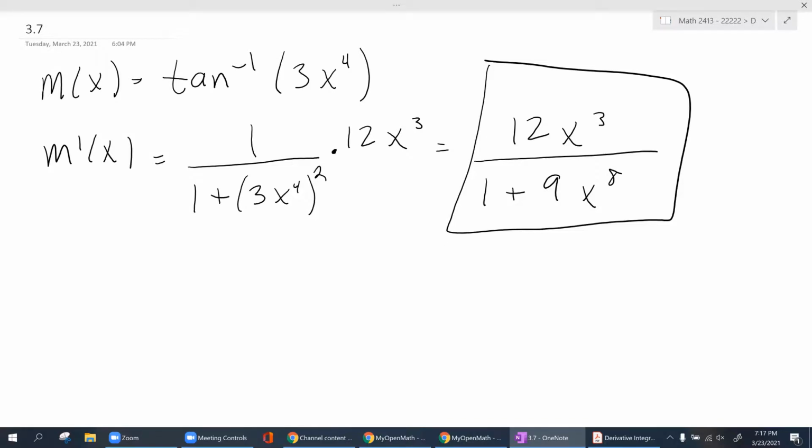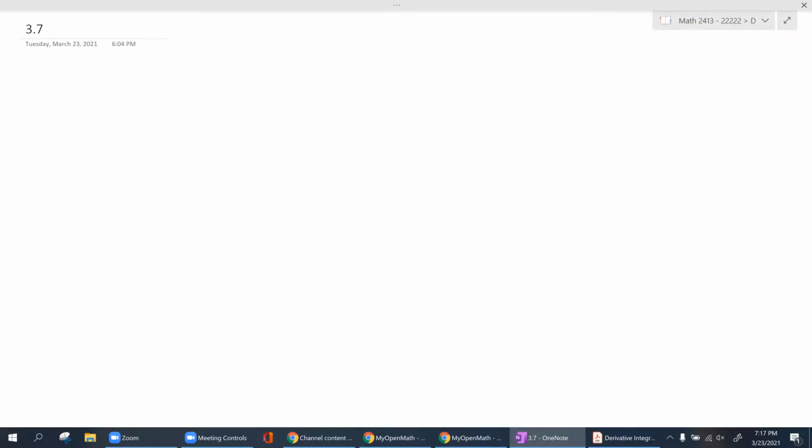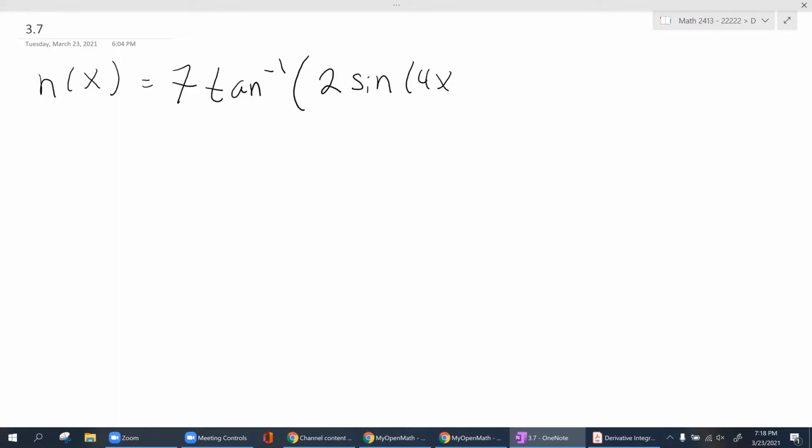Let's go ahead and do another one here. Go ahead and have some fun with these. Let me pull one up. Okay, here's a fun one. I have 7 tangent of 2 sine of 4x.